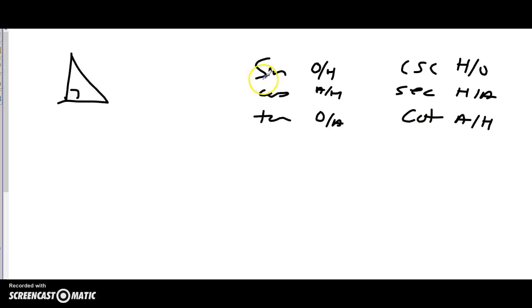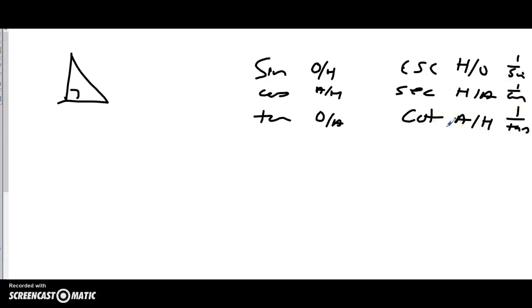reciprocal of tan. So another way to say this is that cosecant is equal to 1 over sine, secant is 1 over cos, and cotangent is 1 over tan. I remember this way: C goes with S, S goes with C, and then cotangent and tangent go together.